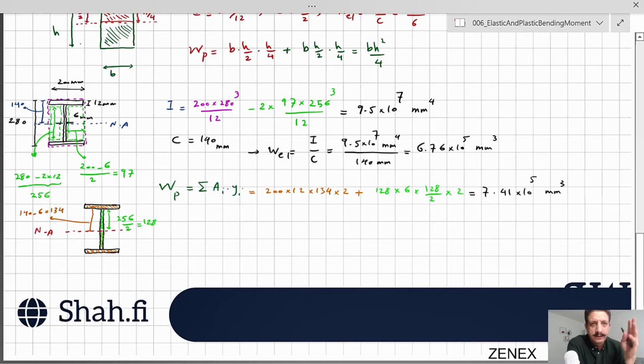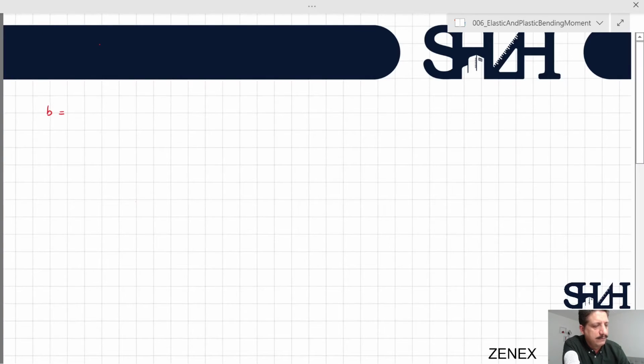So we can calculate W elastic, we can calculate W plastic, and then we can calculate elastic moment and plastic moment. What would happen if the moment is something between? Before that, let's have a simple calculation for one rectangle cross section to see how to calculate it. Let's say we have a cross section with B equals 120 millimeter and height of 200 millimeter.